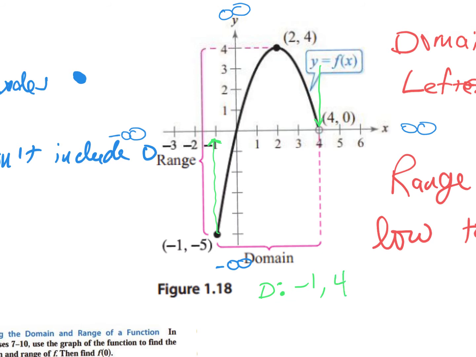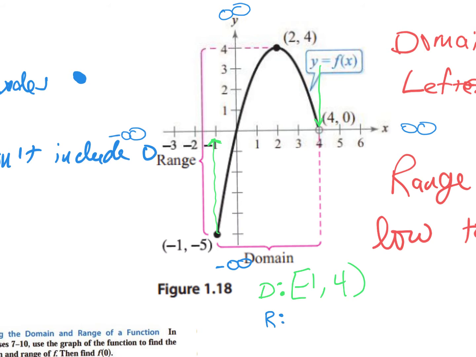+4. Does it include the value x equals -1? Yes. How do you know that? Because the dot's colored in. Does it include the value 4? How do you know? Because it's open. Perfect. Good job.